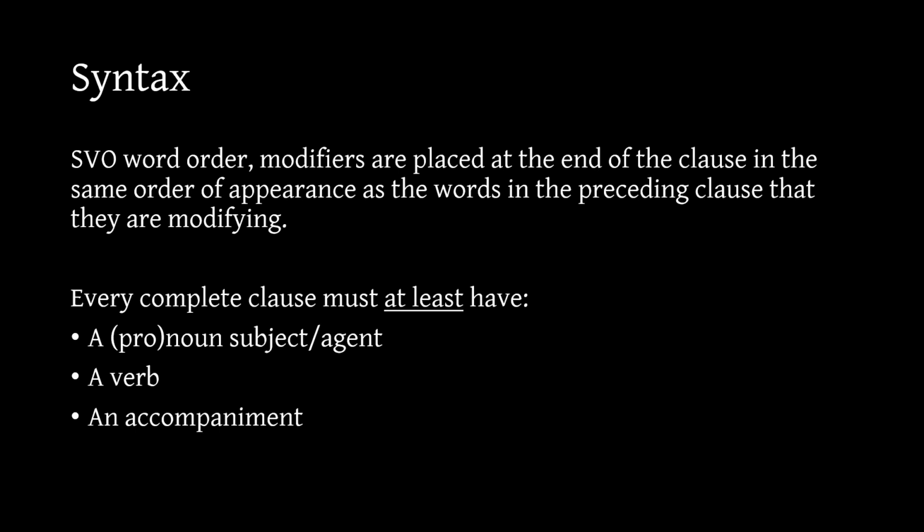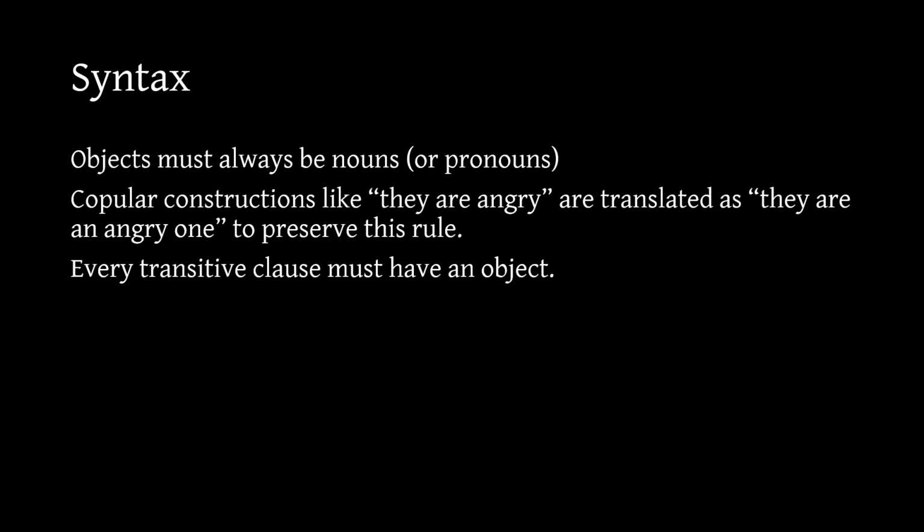Let's get on to the syntax now. This syntax is pretty basic. It's a strict SVO word order. Modifiers are placed at the end of the clause in the same order of appearance as the words in the preceding clause that they're modifying. So if you've got a fat dog and a black cat, you'll say that you've got a dog, cat, fat, black.